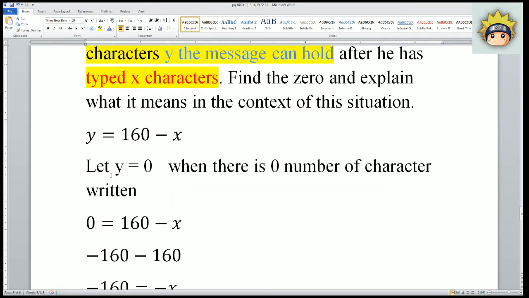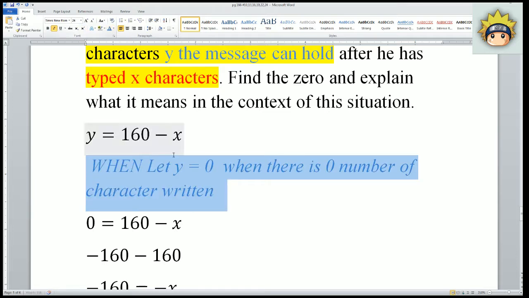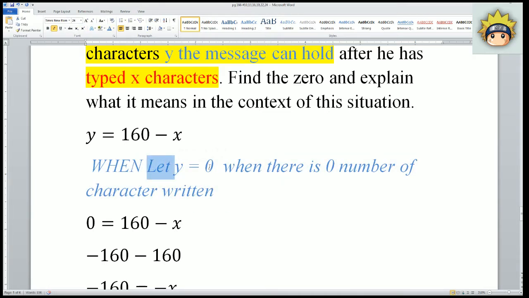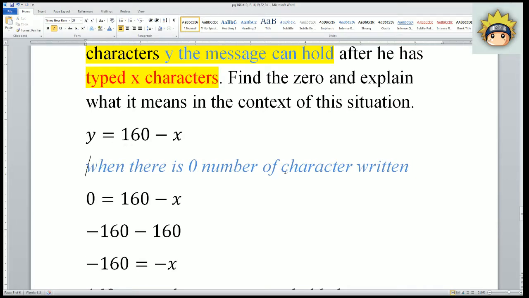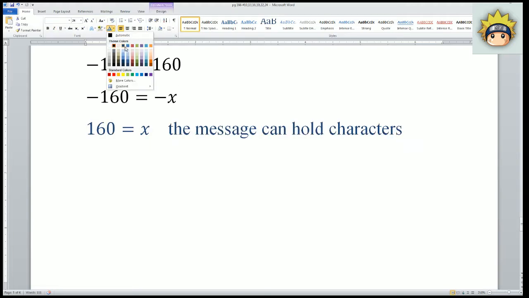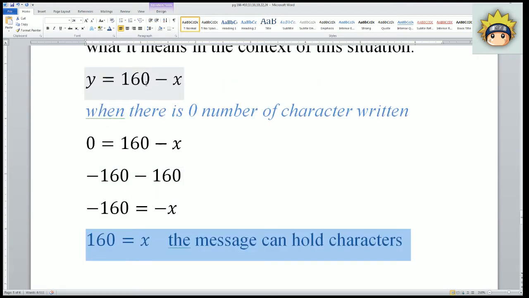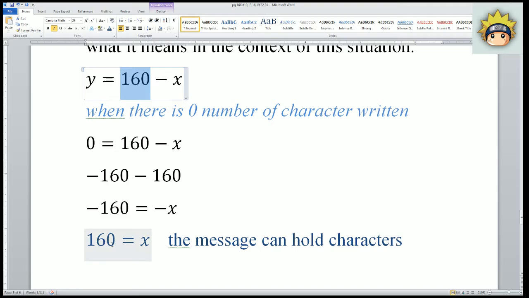So what this means is, I can even write this scenario. When there are 0 characters written, the message can hold 160 characters. Does that make sense? That would make sense, right? Because if you don't type anything, you have the max amount of characters left, which is 160.